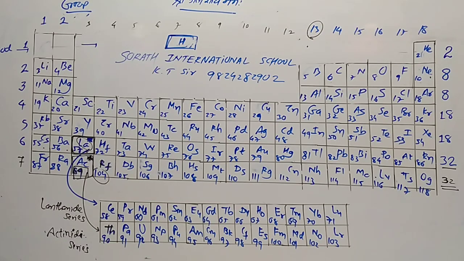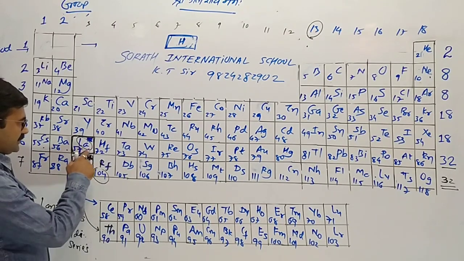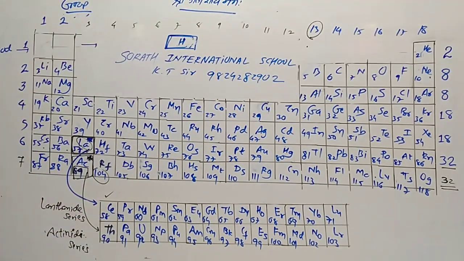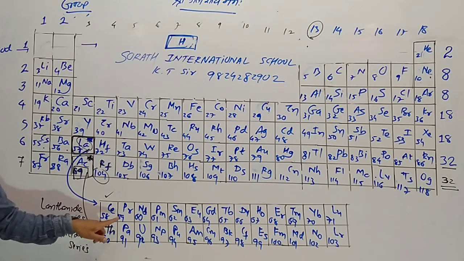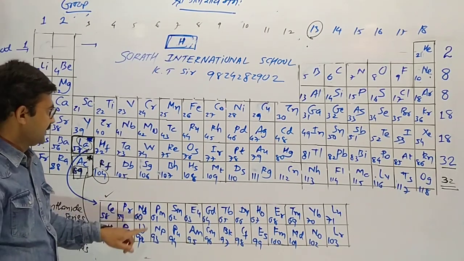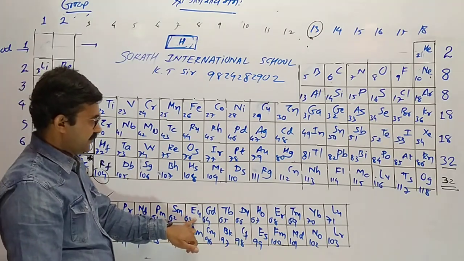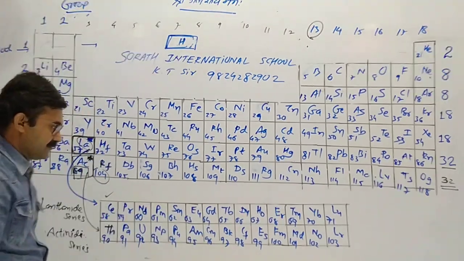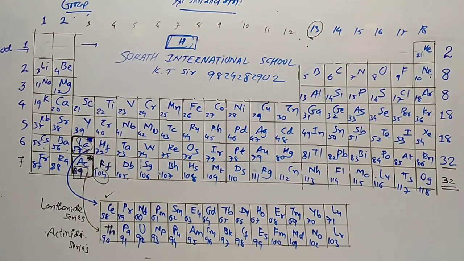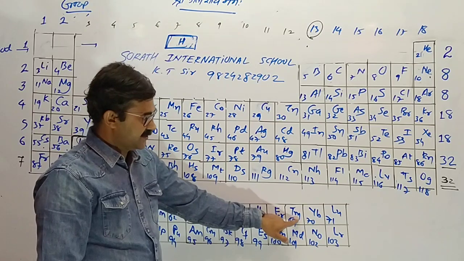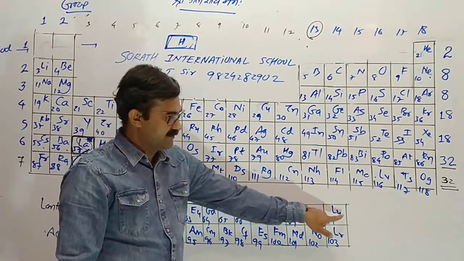Understood? Now I am giving you the names. This one is lanthanum. After lanthanum: cerium, praseodymium, neodymium, promethium, samarium, europium, gadolinium, terbium, dysprosium, holmium, erbium, thulium, ytterbium and lutetium.